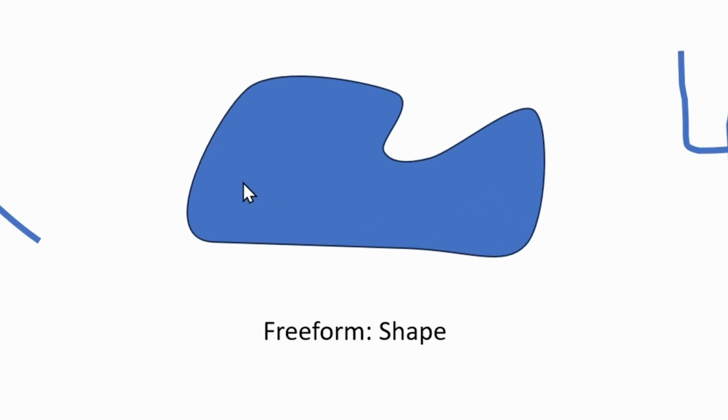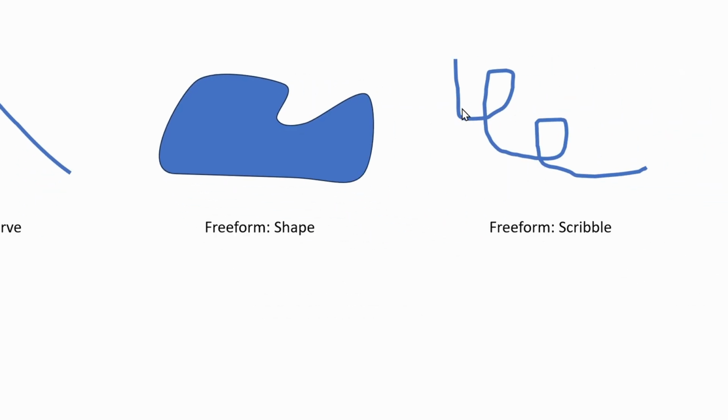Then we have a freeform shape. You can draw a freeform shape in PowerPoint using this option. This is technically not a line, but for some reason PowerPoint lists this under lines. Then we have freeform scribble. This is just a pen tool. So if you have a drawing tool and if you just start scribbling, this is the result of that.